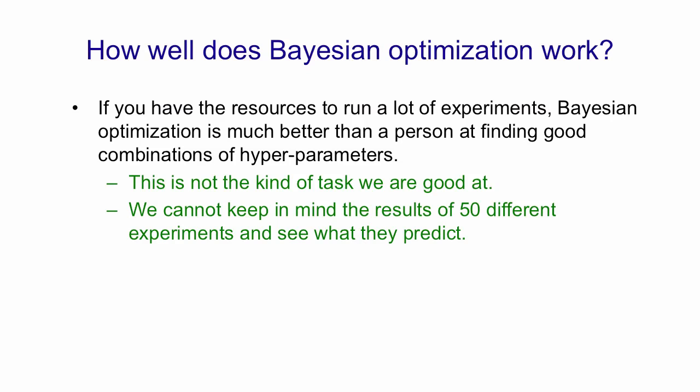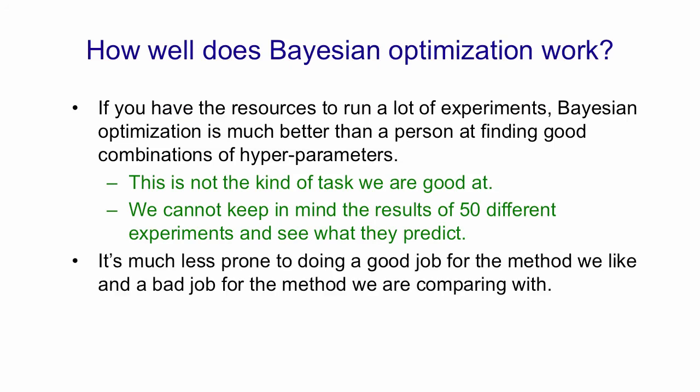Also, a person can't keep in mind the results of 50 different experiments to see what they predict. If you're doing all this by hand, you might just fail to notice that all of your good results had very small learning rates, and all of your really bad results had very big learning rates, because you're attending to lots of other things that you're varying. A Gaussian process model would not miss a trend like that.